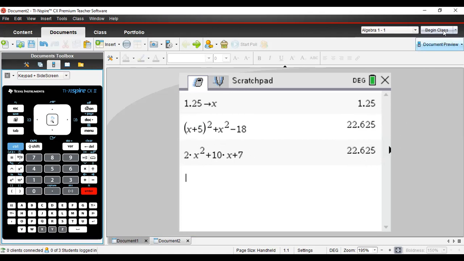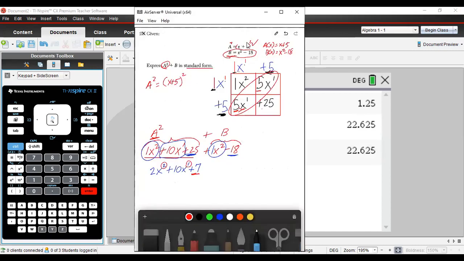So that's our check to make sure that we haven't made a careless mistake. That's what you need to do. If they give you a binomial and they ask you to square it, you should be able to use the boxes here and square it and then combine your like terms, right? And in this case, they gave us another binomial, the x squared minus 18, and then I just added that and I came up with this.